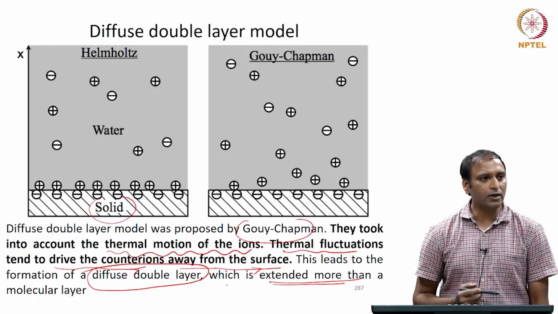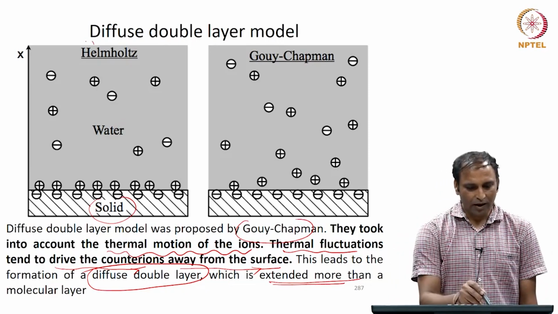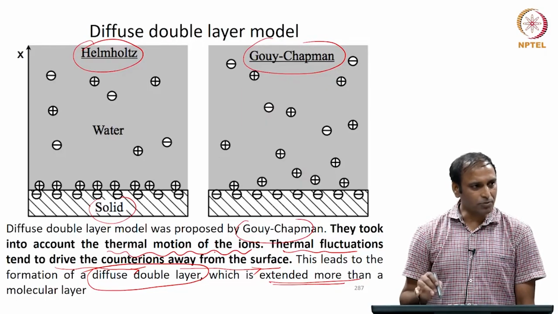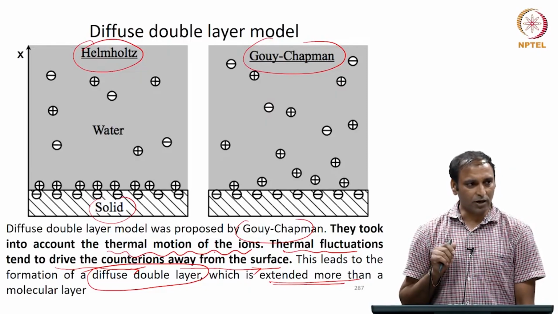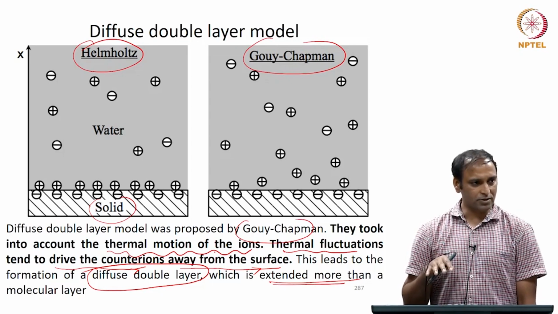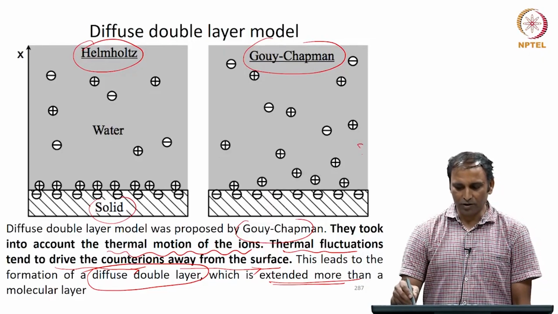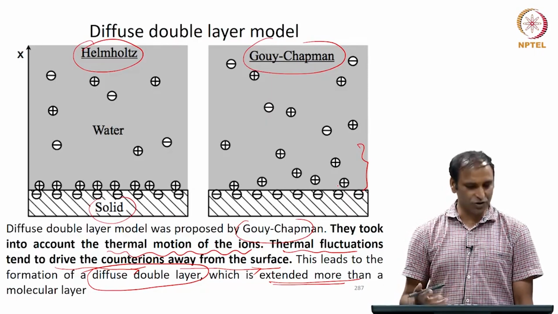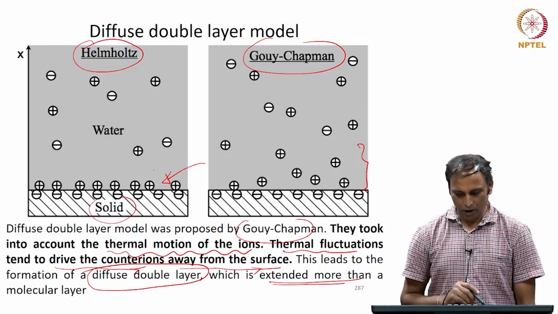This leads to the formation of what is called a diffuse double layer, which extends more than a monolayer thickness. So, that is a prime difference between the Helmholtz model and the Gouy-Chapman model, in which it is assumed that because these ions exhibit thermal motion, these thermal fluctuations can drive the counter ions away from the particle surface, away from the charged surface, and the layer of counter ions is more diffused compared to the Helmholtz double layer model.